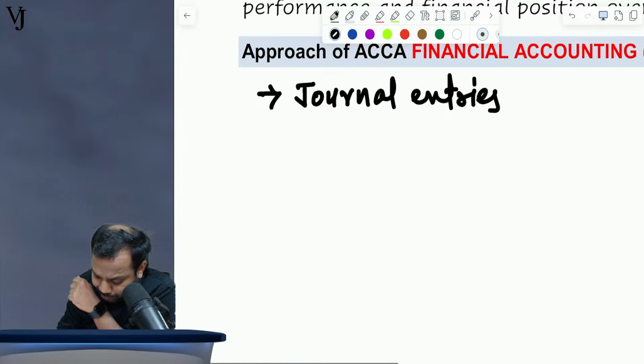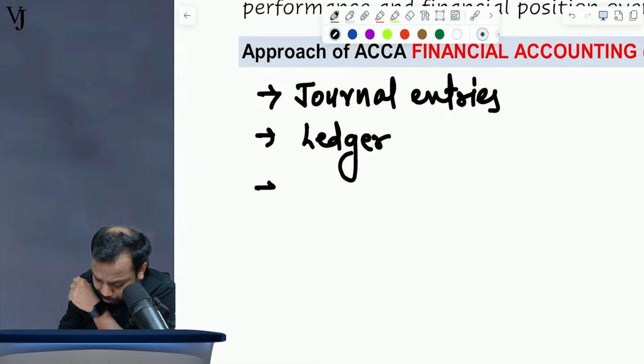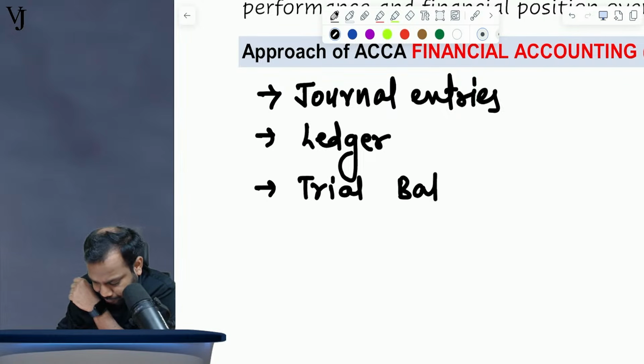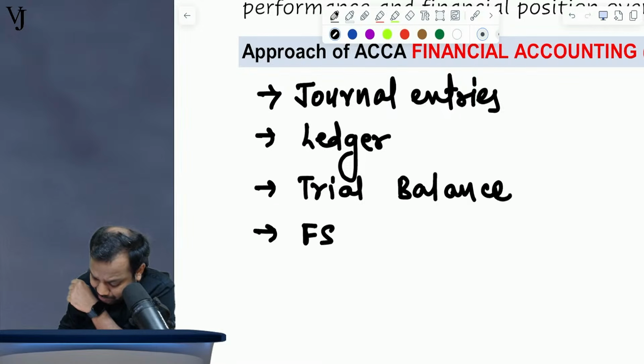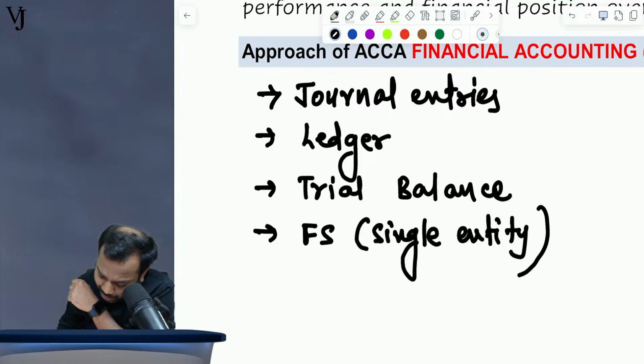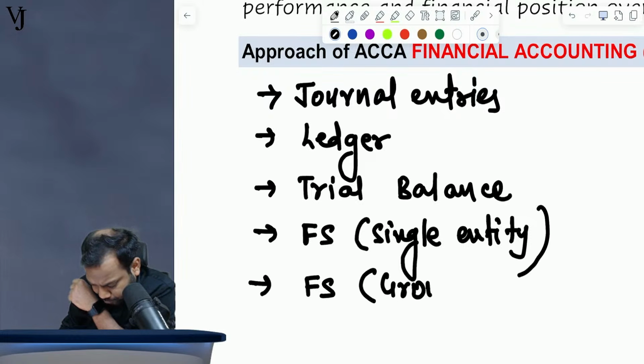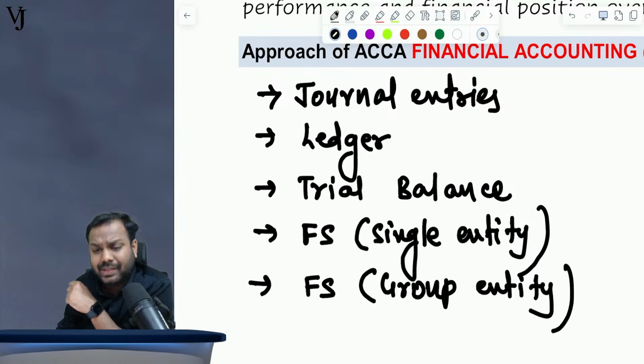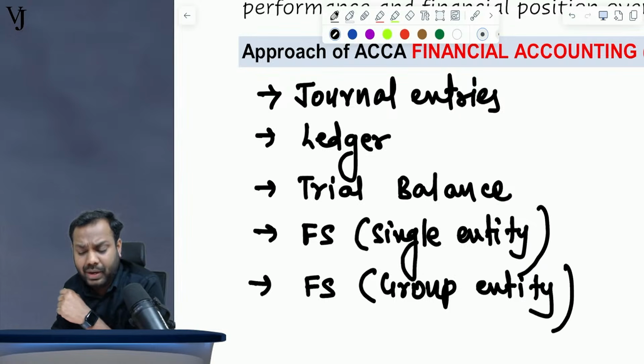You need to understand how to prepare ledger, how to prepare trial balance, how to prepare financial statements, single entity, how to prepare financial statements, group entity. This is what is expected at FA level.